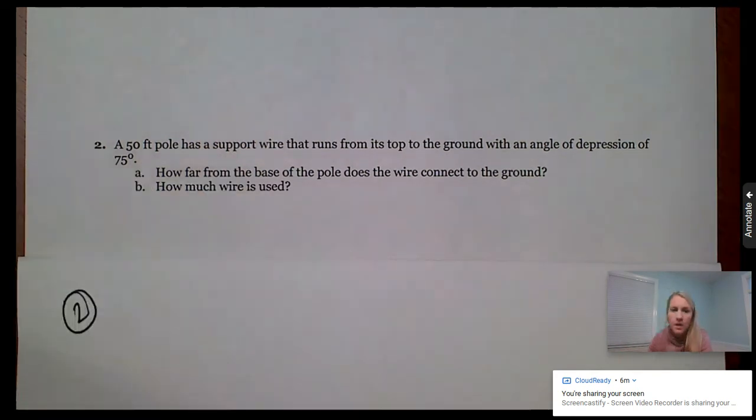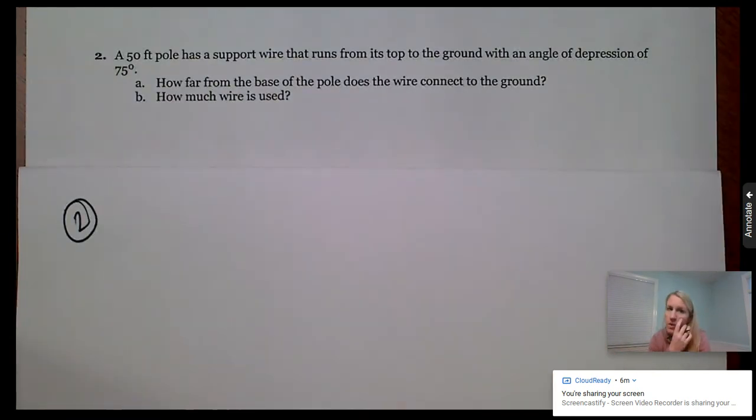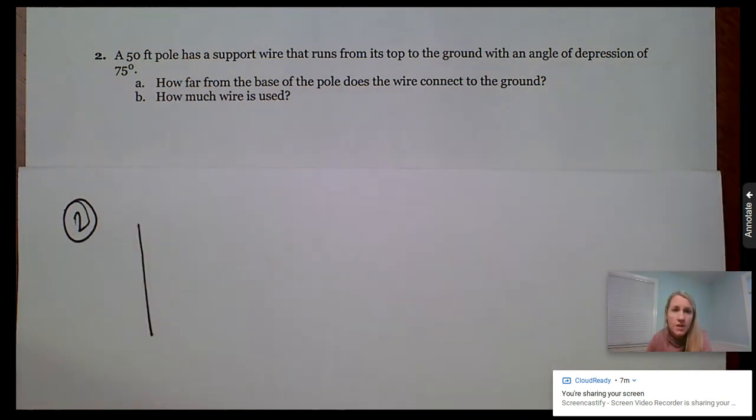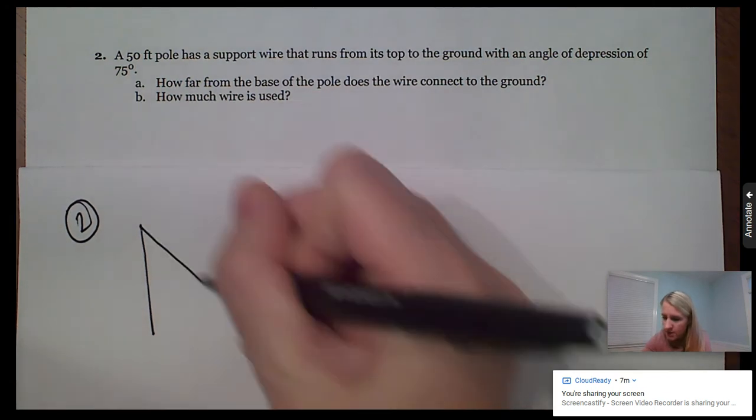Number two. We have a 50-foot pole that has a support wire that runs from its top to the ground with an angle of depression of 75 degrees. Okay, so I need to draw what's going on here. We have a pole. I'm just going to draw a line. It has a support wire that runs from its top to the ground. So we have a wire here, and it's going to run to the ground.